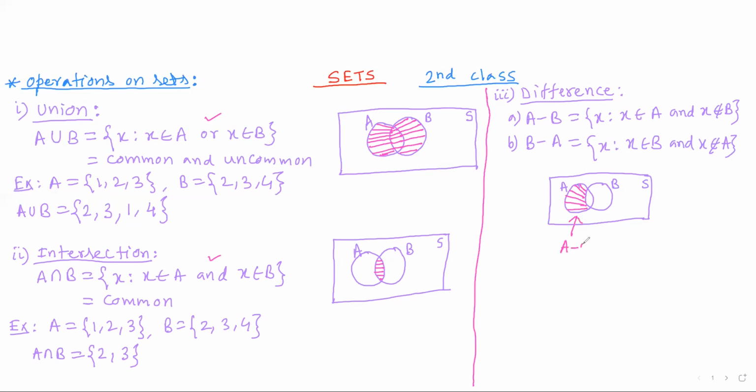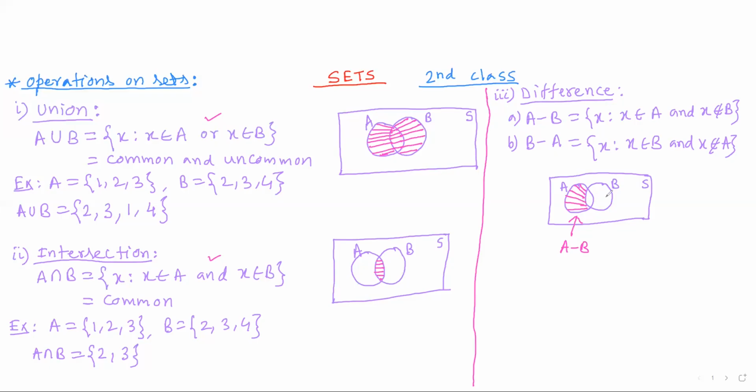So this portion will represent A minus B. That is, from the A set, we have to remove the B set portion. That is, this common portion will be removed. So the remaining part will be the shaded portion. So this shaded portion will represent A minus B.